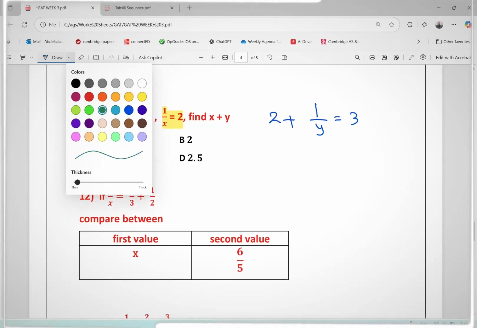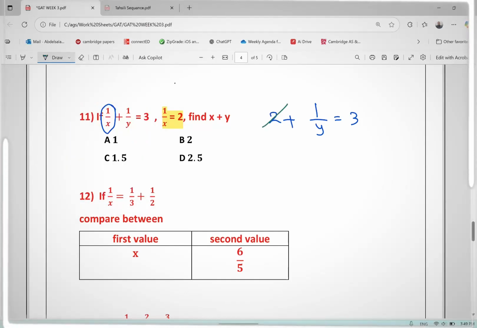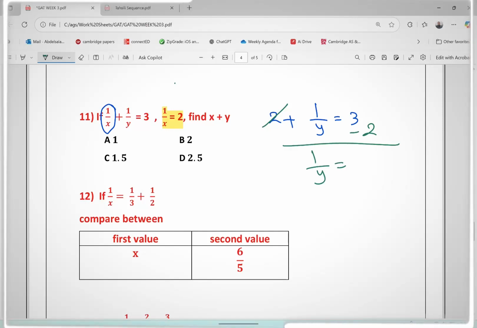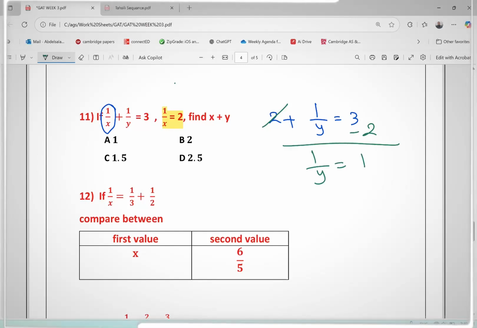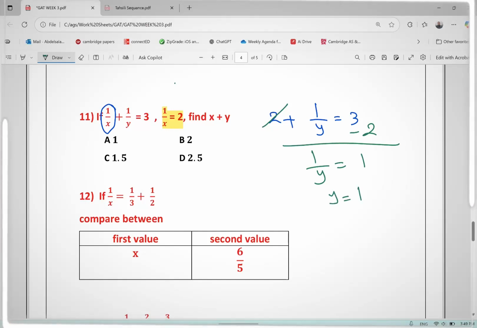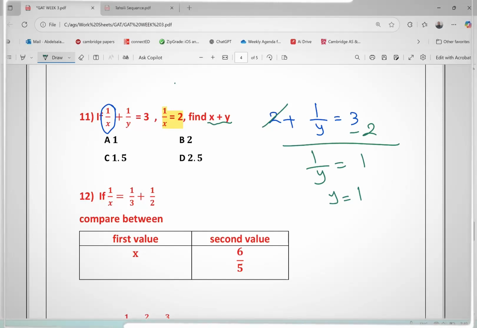Now this simple equation, we can solve it. If I have positive 2 and I want to move it to the other side, it will be negative 2. So 1 over y equals 1, which means y equals 1. Okay, now he said find x and y. The examiner is asking you to find x and y. Great. I got y is 1.